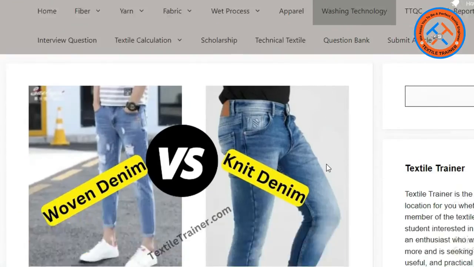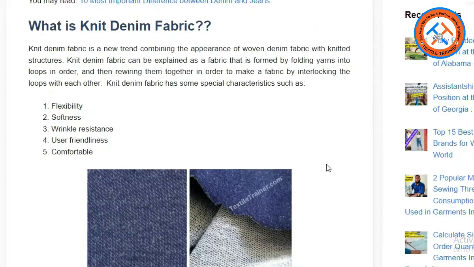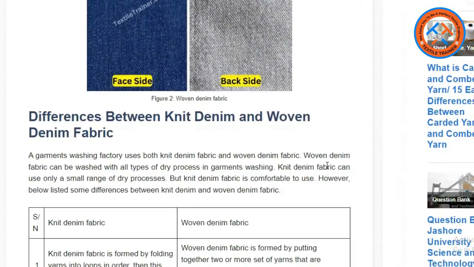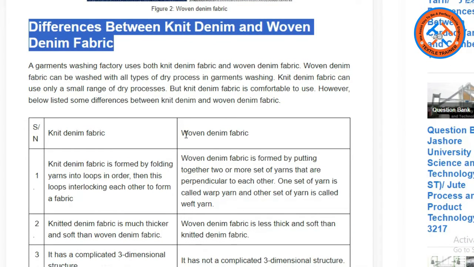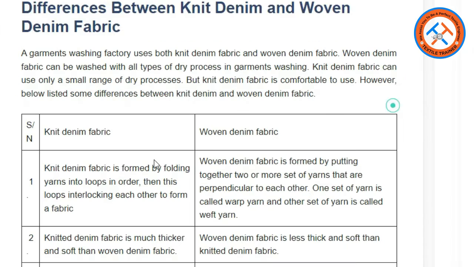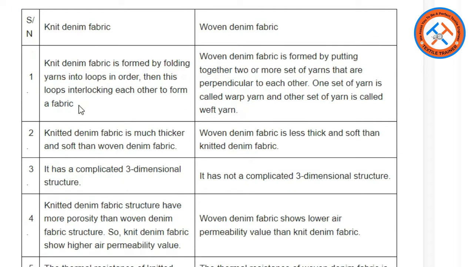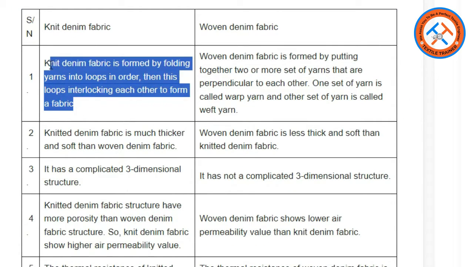Now we will know the differences between knit denim fabric and woven denim fabric. In this video, I am showing you the top 10 differences between knit denim fabric and woven denim fabric. Number 1. Knit denim fabric is formed by folding yarn into loops in order, then these loops interlock with each other to form a fabric.